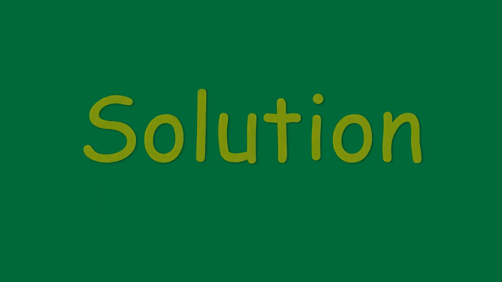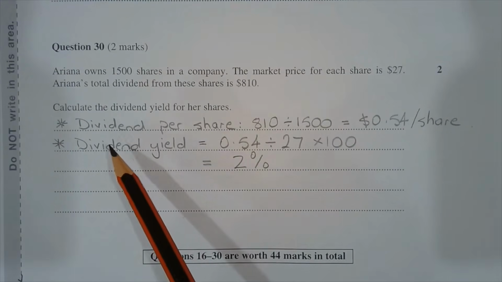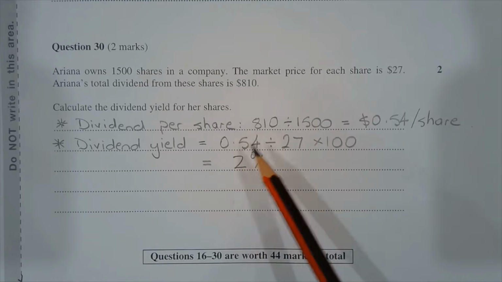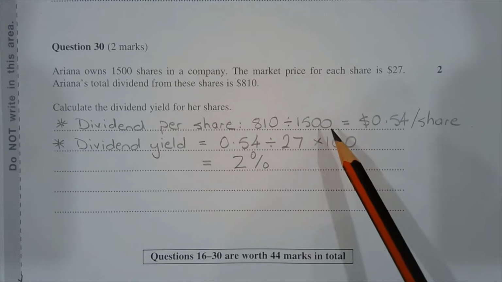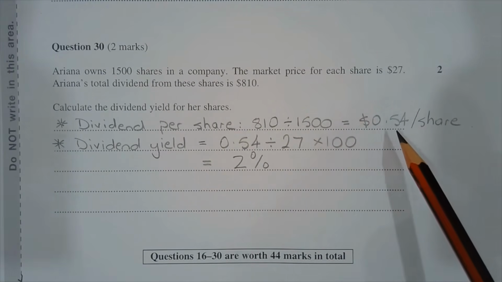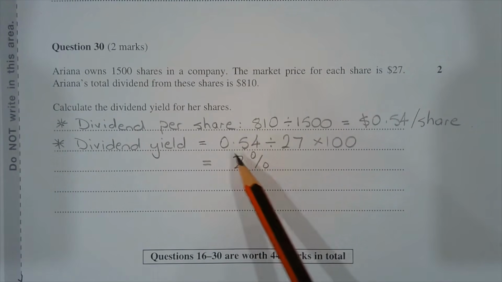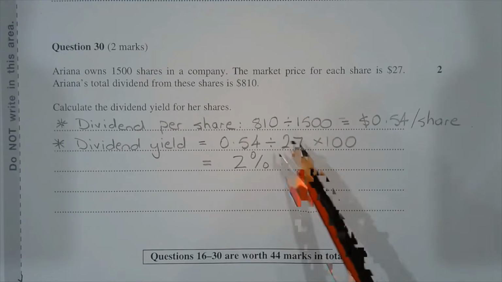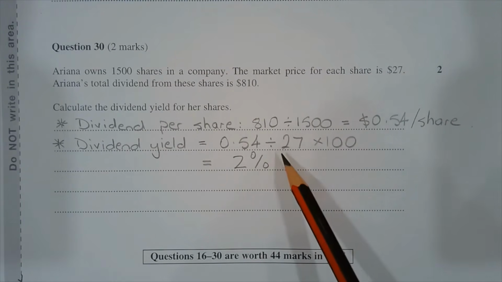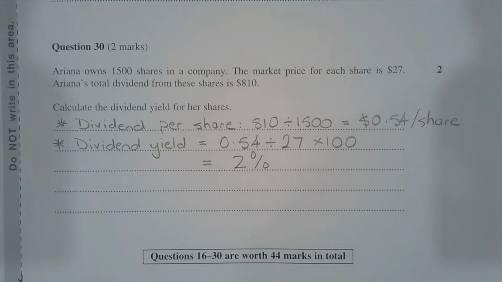The first step is to calculate the dividend per share. $810 divided by 1,500 shares is equal to 54 cents per share. To calculate the dividend yield, we take the dividend per share, 54 cents, and divide it by the market price for each share, which is $27, and then multiply that result by 100, and that equals 2%.